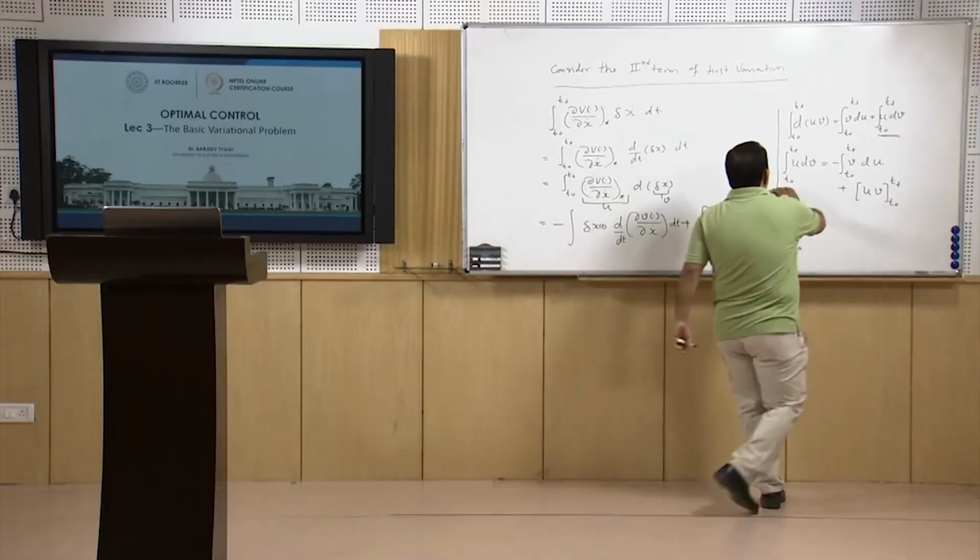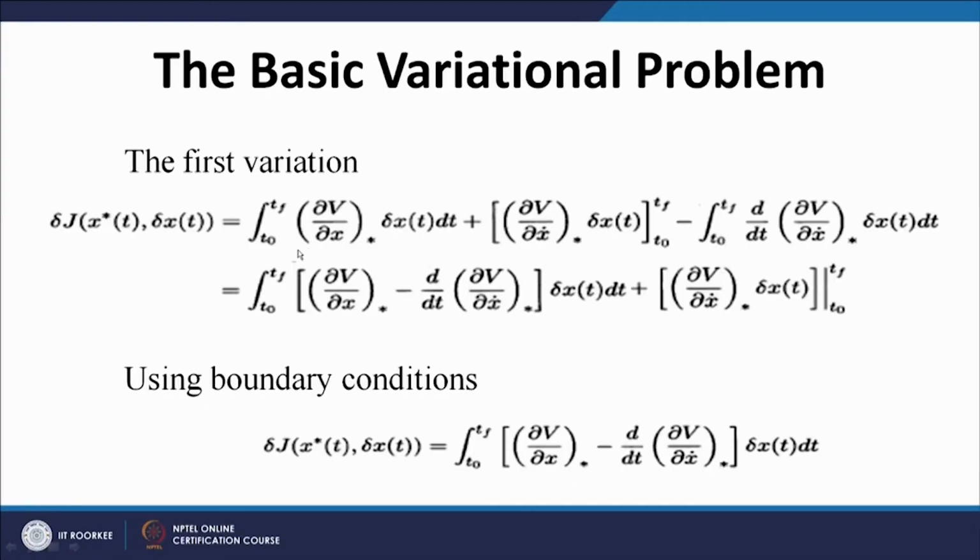Now, see what boundary conditions we have considered. In this we have two terms, one is the integral term, the other is the term with the limits T0 to Tf. If I place the values of T0 and Tf here, this is the variation at the T0 point, and delta x of Tf is the variation at the Tf point.